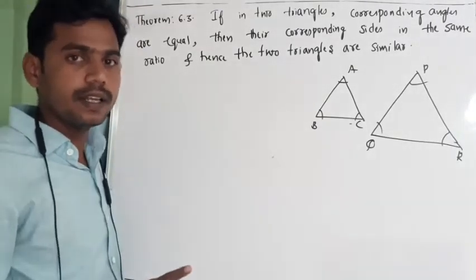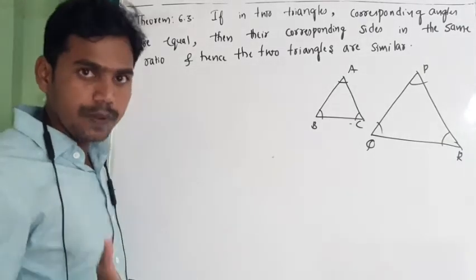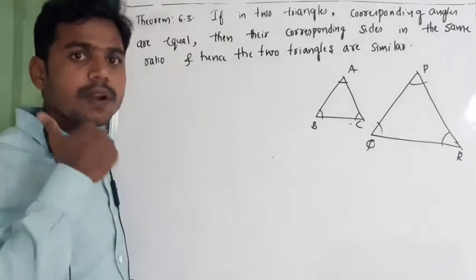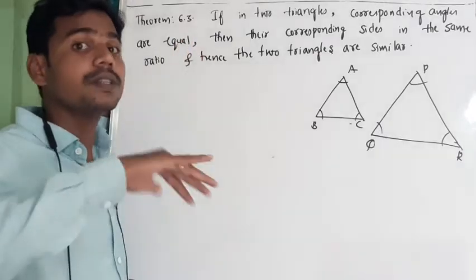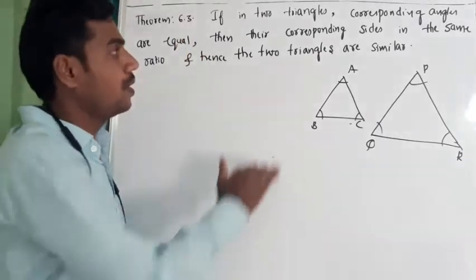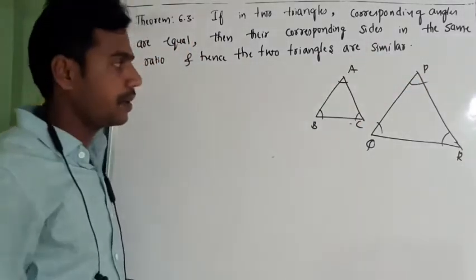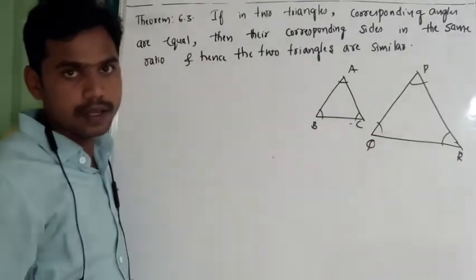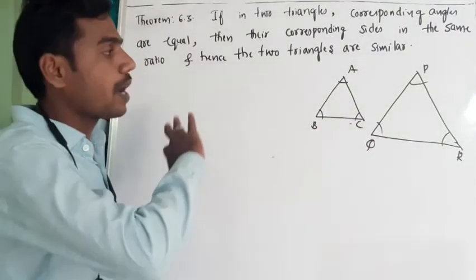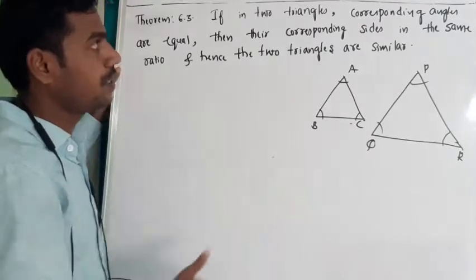Therefore, what is the condition for the two triangles to be similar? First condition is the corresponding angles should be the same, and the corresponding sides should be in the same ratio. So both the conditions are satisfied. That is the reason the two triangles will be similar. So please note this down.